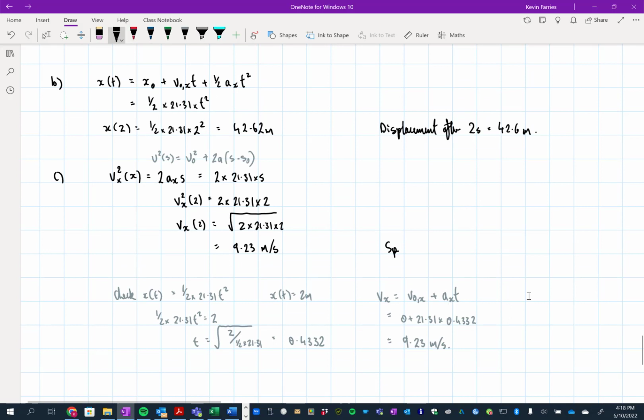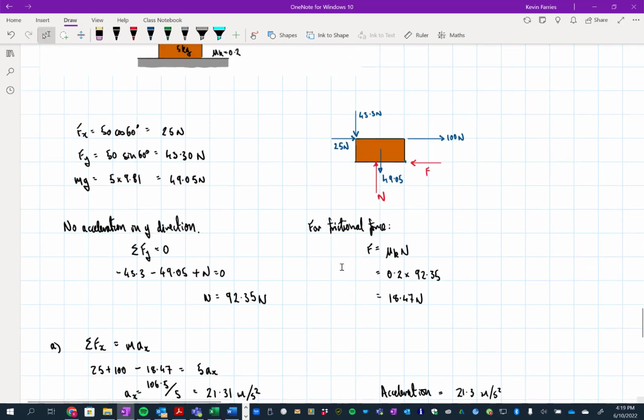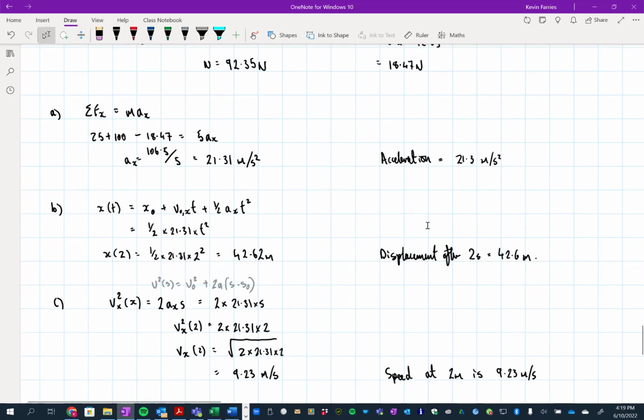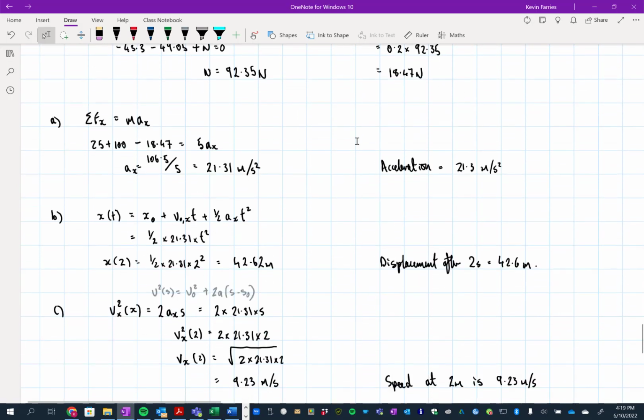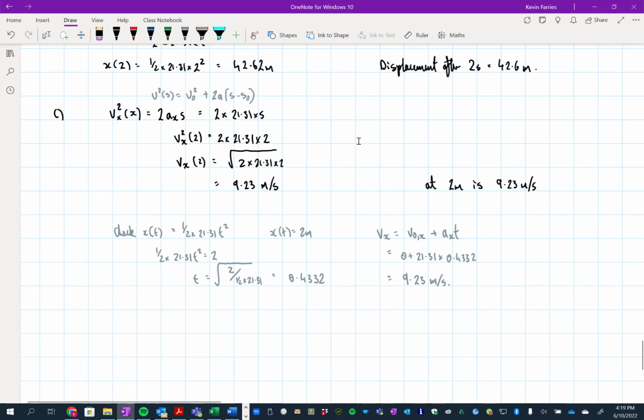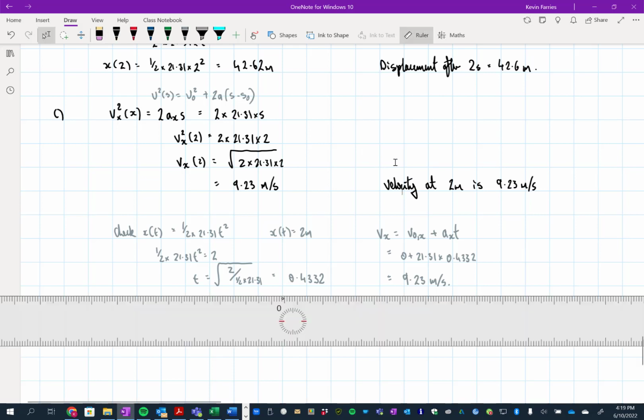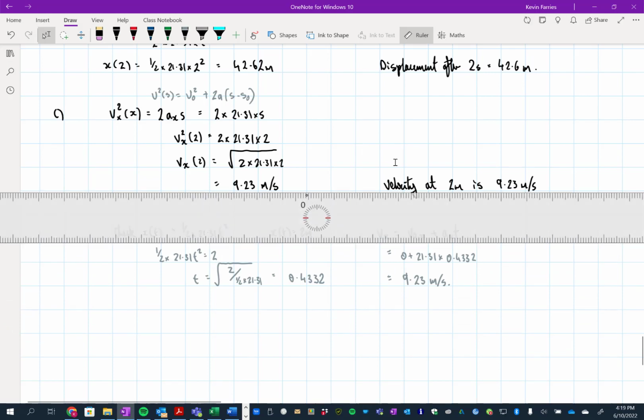So speed after 2 meters, or even speed at 2 meters really is better. Speed at 2 meters is 9.23 meters per second. It's also the velocity, because it is going in the positive direction. Velocity or speed, what it actually asks for is velocity. So just to be careful, we should probably just write velocity. And just need to underline the answers and we're done with that one. See you at the next one.